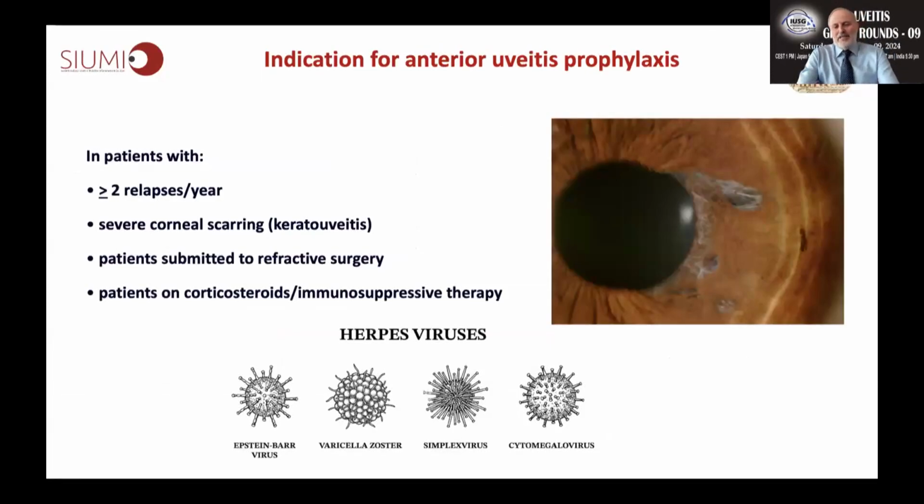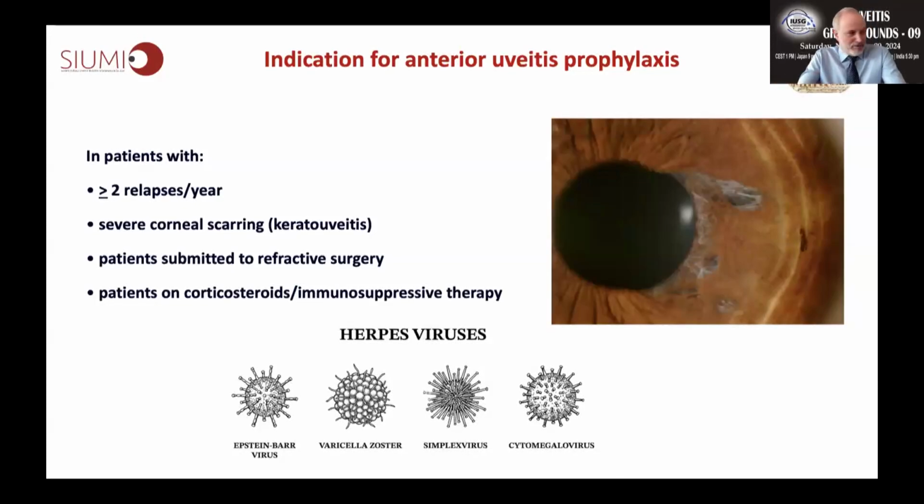So, what are the indications, at least in my opinion, for anterior uveitis prophylaxis? Maybe in patients with 2 or more relapses per year. When the patient has severe corneal scarring, for example, in keratouveitis, patients previously submitted to refractive surgery, and patients on corticosteroid or immunosuppressive therapy for other reasons than the eye.